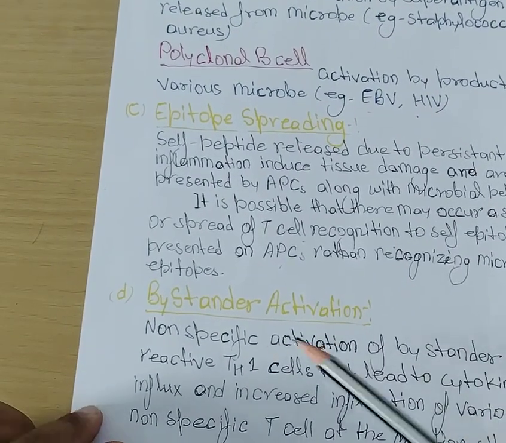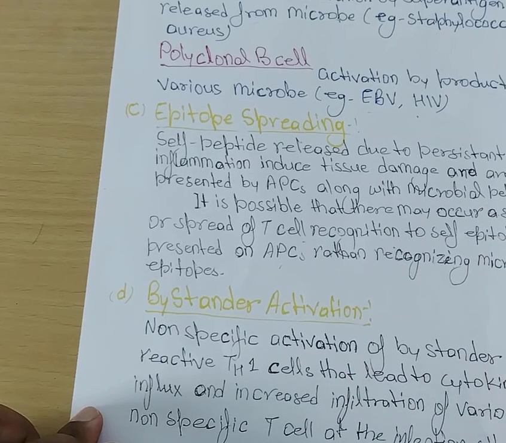Bystander activation: non-specific activation of bystander self-reactive Th1 cells that leads to cytokine influx and increased infiltration of various non-specific T cells at the infection site.